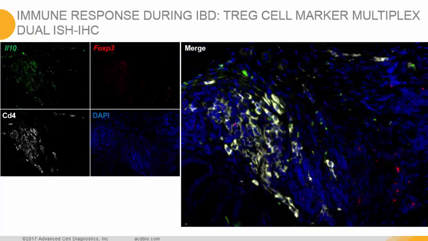We further characterized the cell population by performing the RNAscope ISH assay for IL-10 and FOXP3, along with IHC for CD4 on the same slide, referred to as dual ISH IHC. As shown here, we can see co-localization of IL-10 in green and FOXP3 in red, mRNA, with CD4 protein in white in the inflamed region.